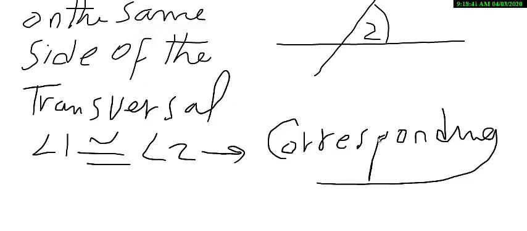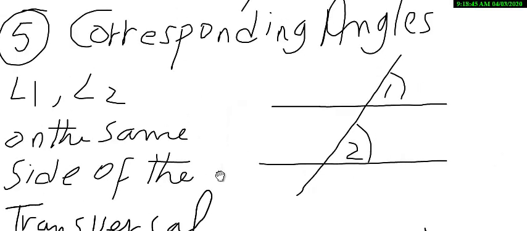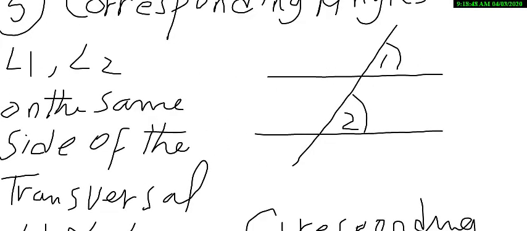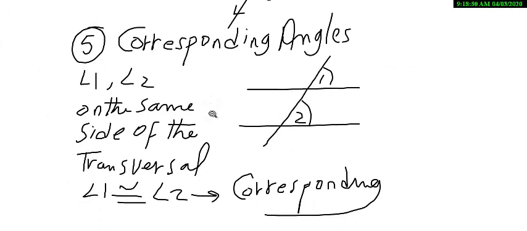So right now we have the fifth relationship, called the corresponding angles. I'm going to get back a little bit here. Angle number 1 and angle number 2 lie on the same side of the transversal. They have the same measure. So the measure of angle 1 always equals the measure of angle 2 because they are corresponding angles. This covers the fifth relationship between the angles.